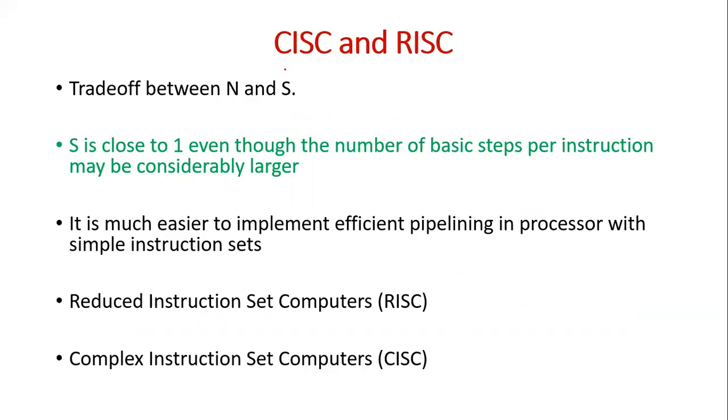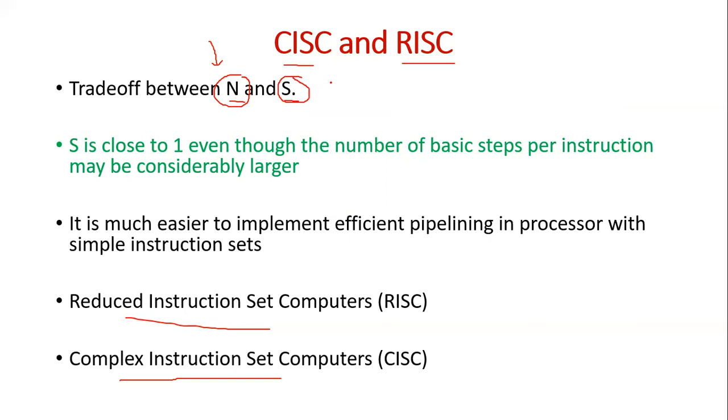Then there are two types of computers. One is called CISC, the other one is called RISC. CISC stands for complex instruction set computers, and RISC stands for reduced instruction set computers. CISC and RISC can be treated as a trade-off between N and S. What is N? N is the number of machine instructions to execute a particular program, and S is the average number of basic steps for an instruction.